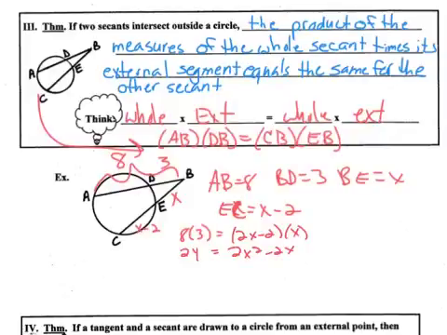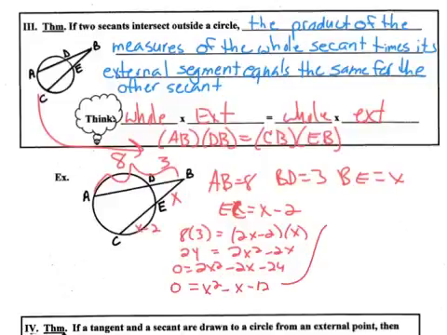We'll put it in standard form first. 0 is equal to 2x squared minus 2x minus 24. I can factor a 2 out of each one of these terms and divide it away. So if I divide everything by 2, I get x squared minus x minus 12. That's a little bit easier.